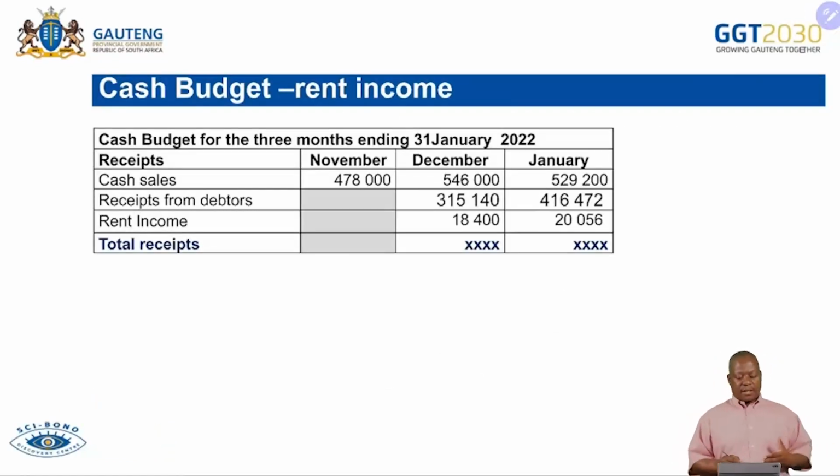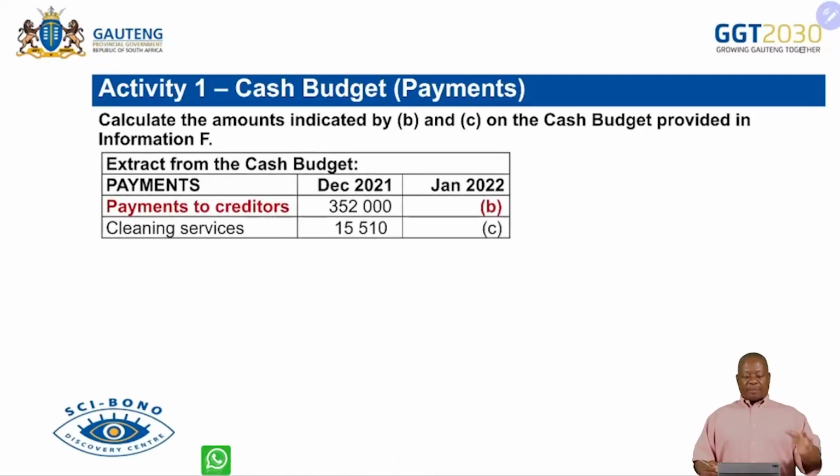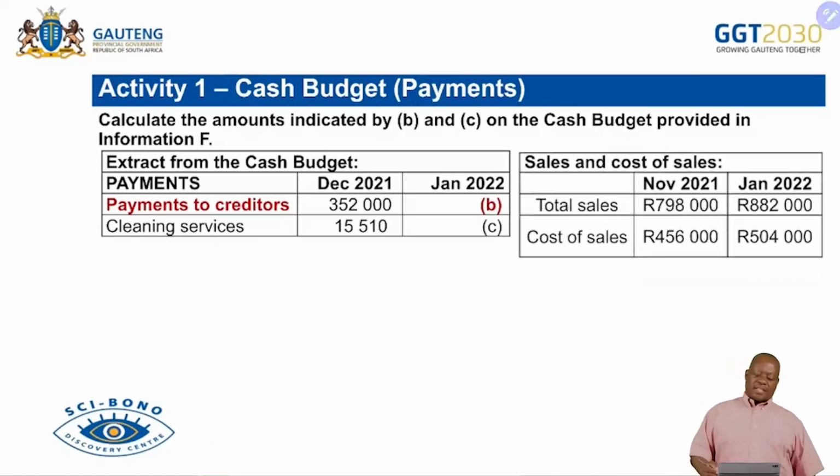The next part, we have got to now find our B. Now, according to the information that we are given, it's saying B is payments to creditors. So the payments to creditors for the month of December is given, but for the month of January, it's not given. But they must give us additional information. Remember, we have got our information on sales and cost of sales there, right? And remember what I said to you last time. Our cost of sales are our purchases. Our cost of sales represents our purchases.